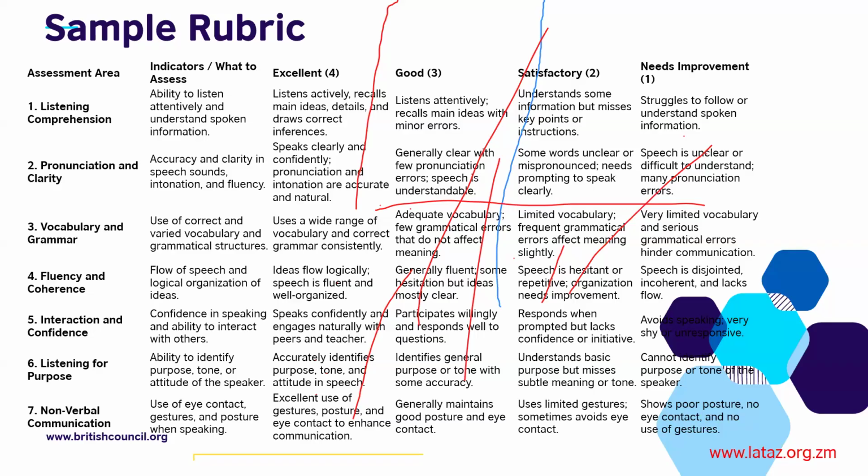Satisfactory. Those scoring 2 fall under the category of satisfactory. We are saying these are supposed to show the skill of understanding some information, but they miss key points or instructions. Need improvement: struggles to follow or understand spoken information. These now you find are going to be in the category of scoring only 1 mark.